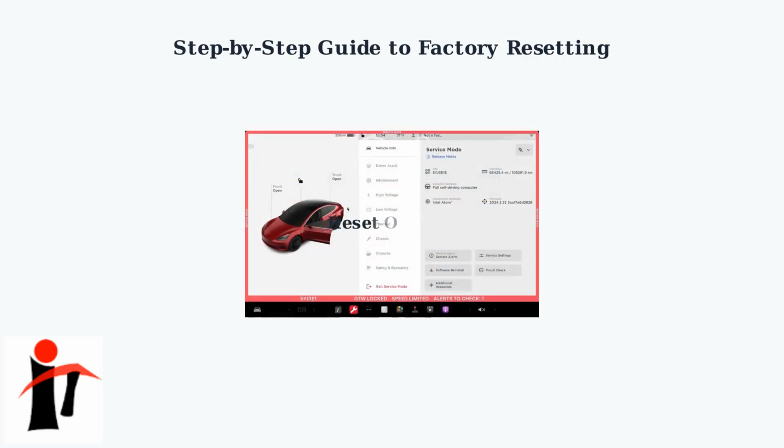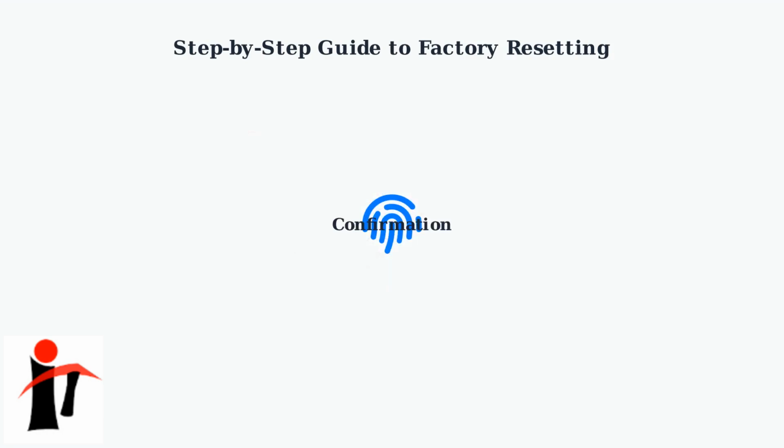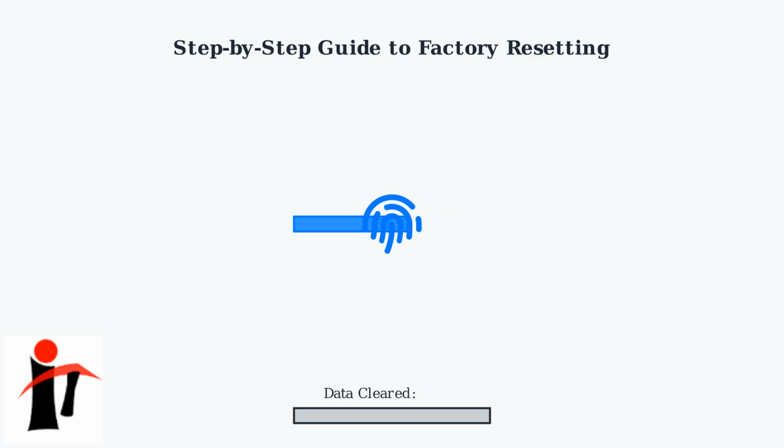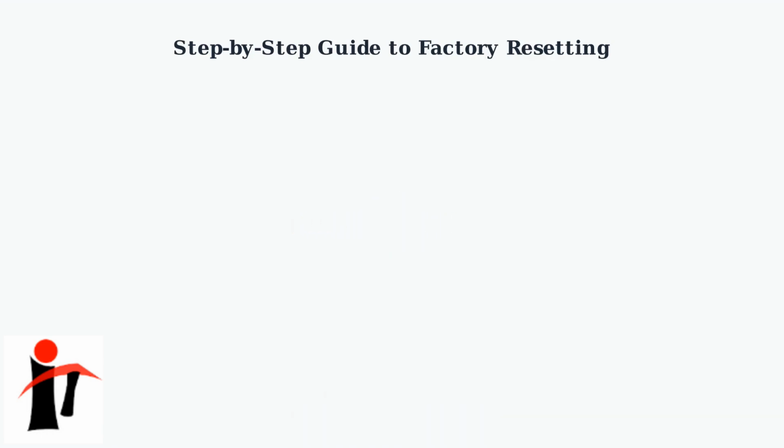You'll be presented with reset options. Choose Reset Personalization to clear accounts only, or Full Reset for a complete system wipe. The system will require confirmation through PIN entry or biometric verification, like fingerprint or facial recognition, to prevent unauthorized resets. Once confirmed, the reset process begins, clearing all data and settings. Watch as the data is systematically erased.